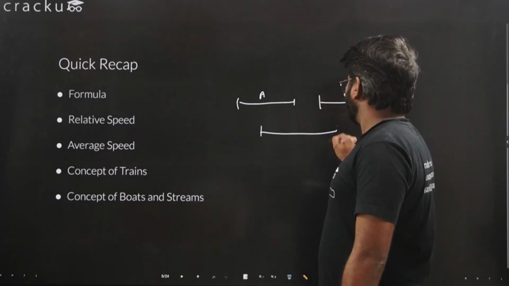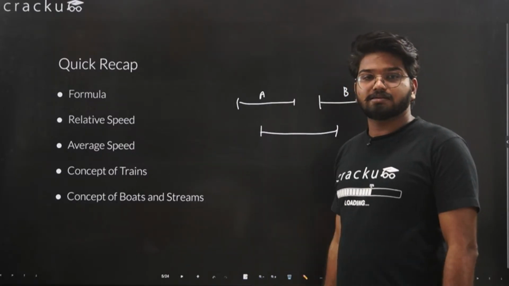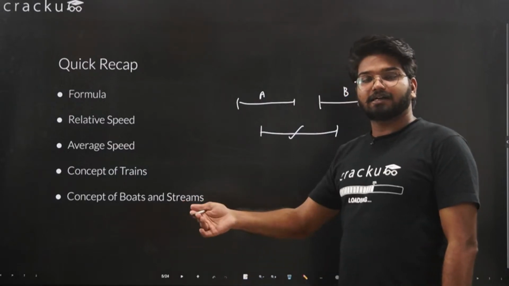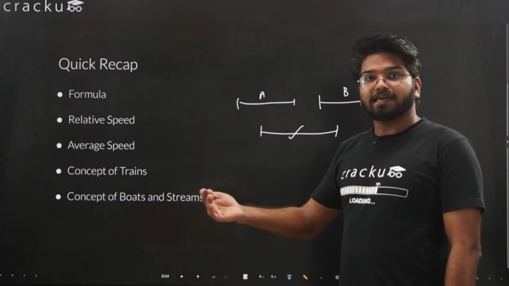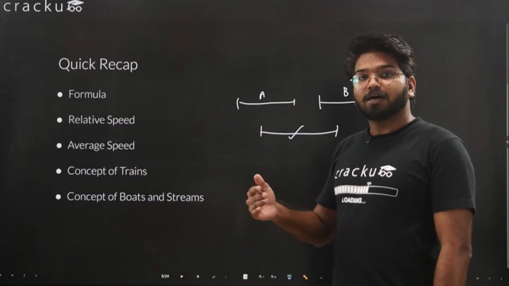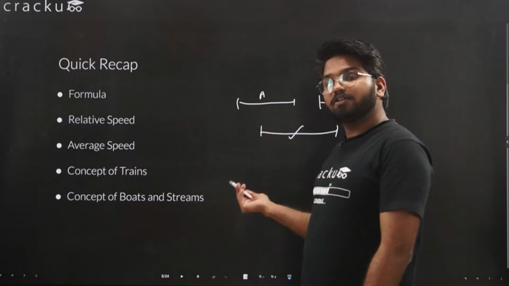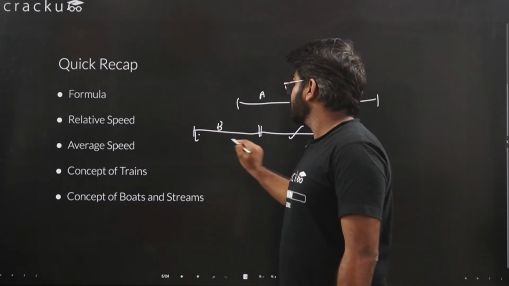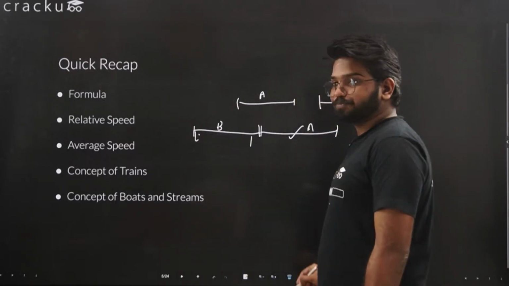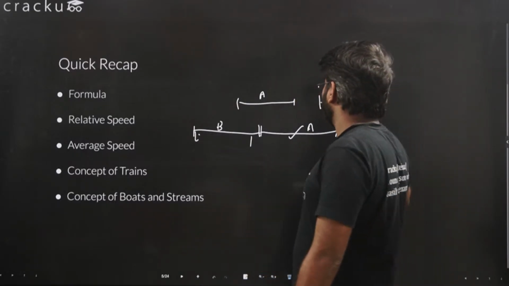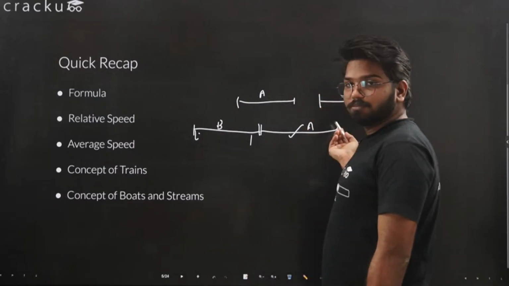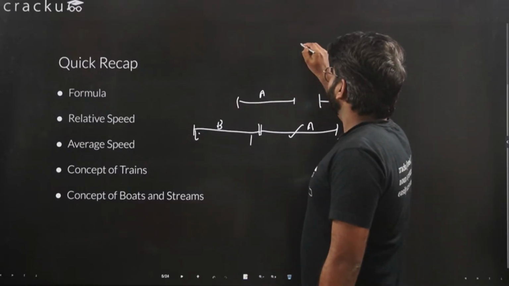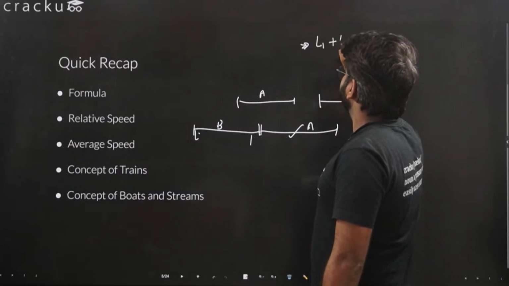Because if A is here and B also needs to pass this, B first needs to cover this distance, as well as completely passing A, B also needs to cover its whole length, because when will we consider it is passed? When it has completely crossed. So this is B's length, this is A's length. When they are crossing each other from opposite directions, we have the total distance, that is length 1 plus length 2.